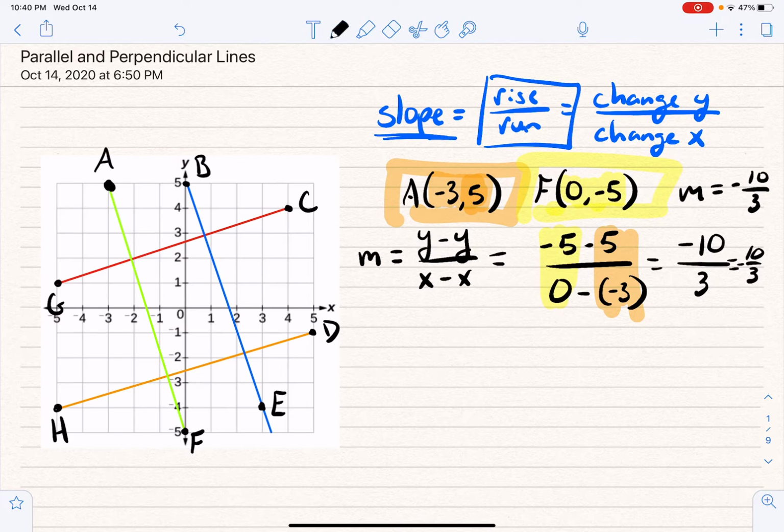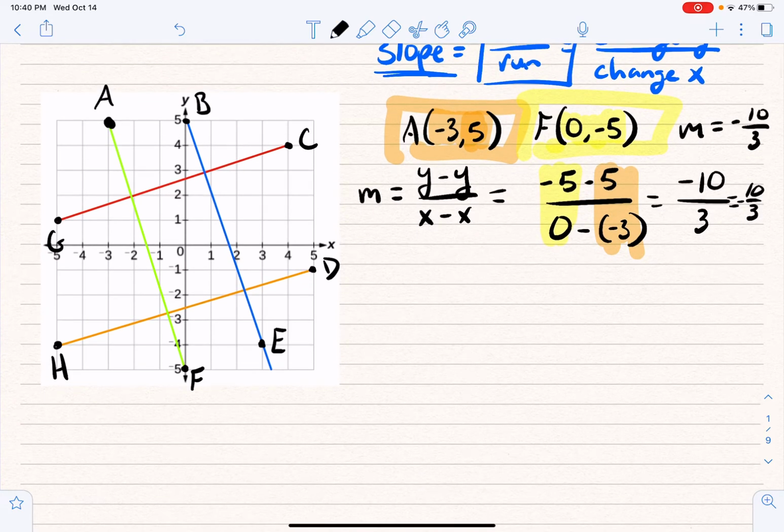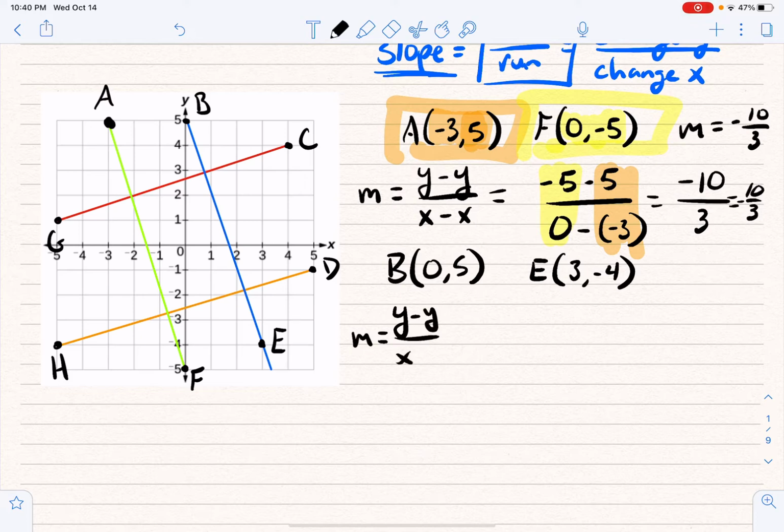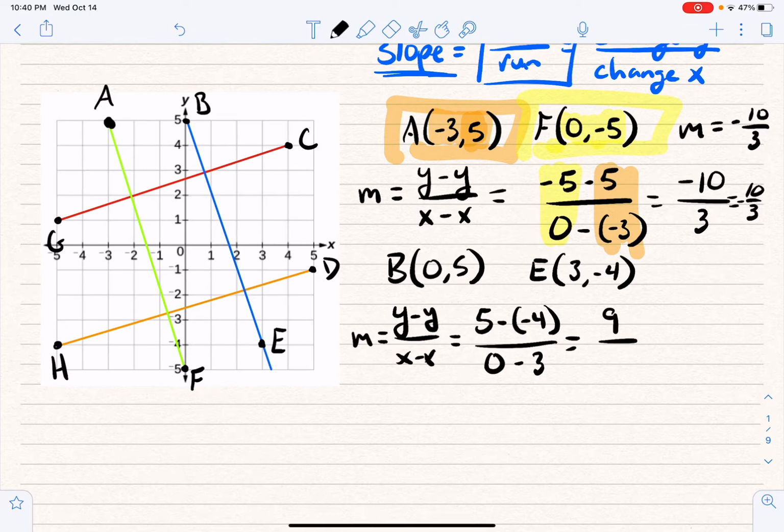All right, let's go ahead and find the slope of BE. We know that B is at (0, 5), and we know that E is at (3, -4). To find the slope, it's always going to be the change in y over the change in x, so y minus y over x minus x. So my y minus y, I can say 5 minus a negative 4 over 0 minus 3. 5 minus negative 4 is like 5 plus 4, so I get 9. 0 minus 3 would be negative 3. So this ends up being negative 9 thirds, which simplifies to negative 3 over 1, or negative 3.